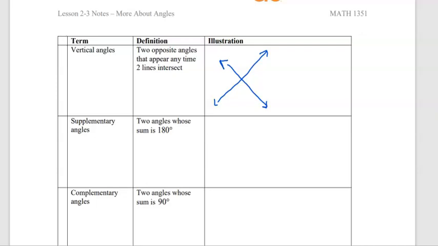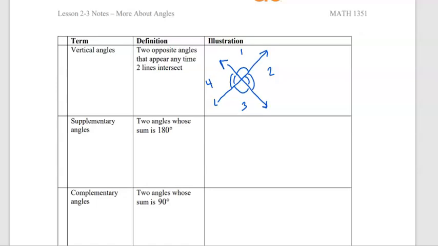I'm going to label these 1, 2, 3, 4 angles that are created, and the angles that are opposite of each other are what we call vertical angles, and they are actually congruent to each other. And so if we have two angles that are opposite because two lines have intersected, they are going to be congruent to each other. So in this visual, 1 and 3 would be congruent to each other, and 2 and 4 would be congruent to each other.